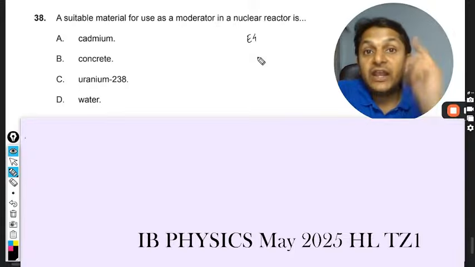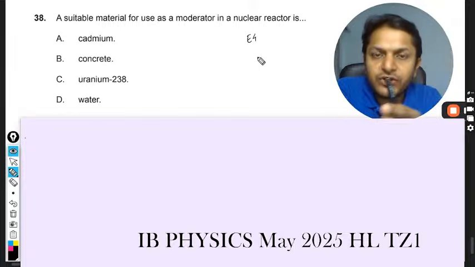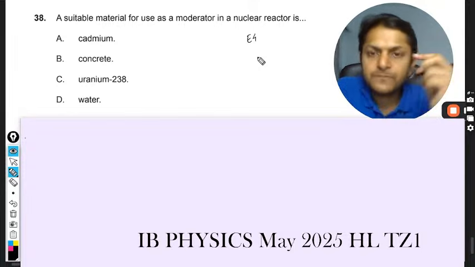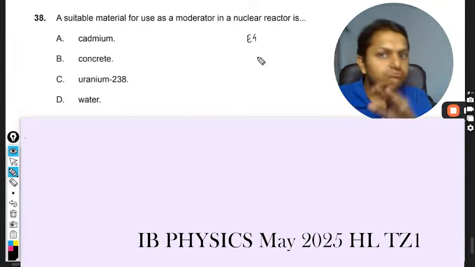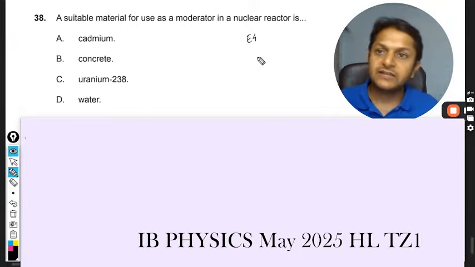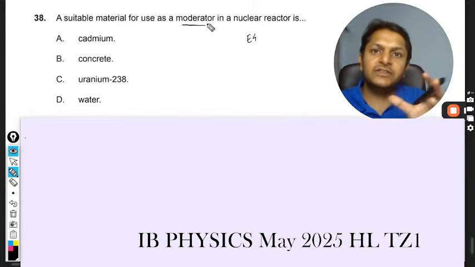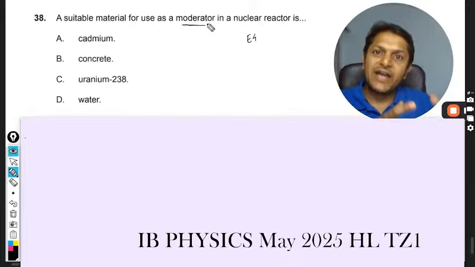Two things are very important in a nuclear fission reactor. What are they? Number one, the moderator, and number two, the control rods. So if you are learning those things, concentrate more on these two. Now let me come to the moderator. Moderator is a fluid kind of a thing, with which the complete reactor is filled.